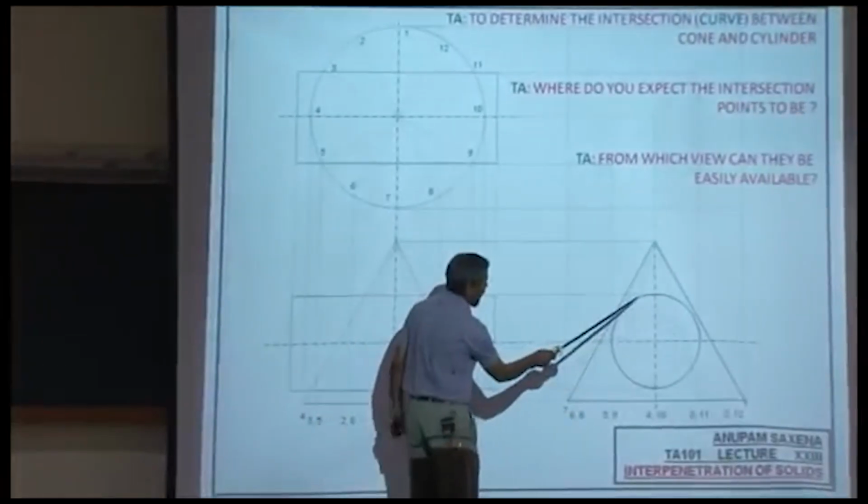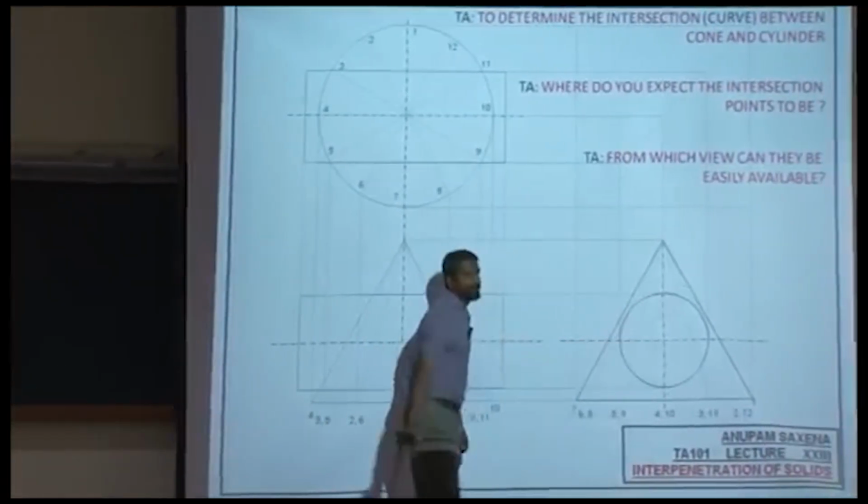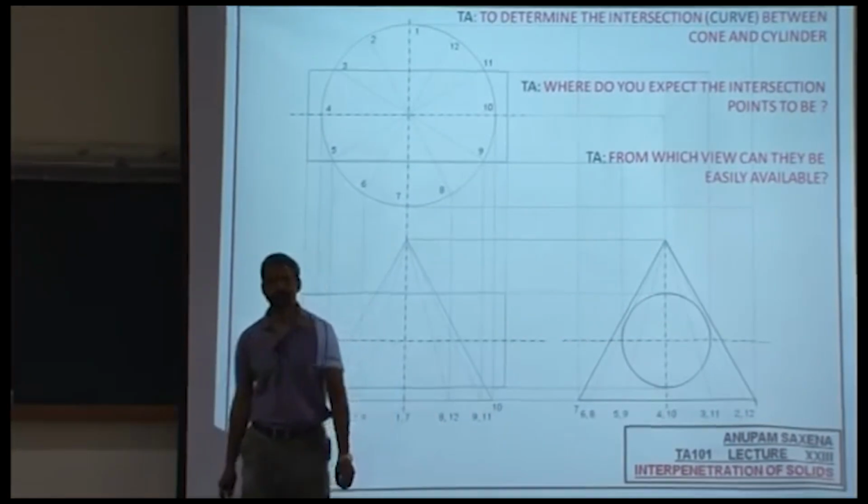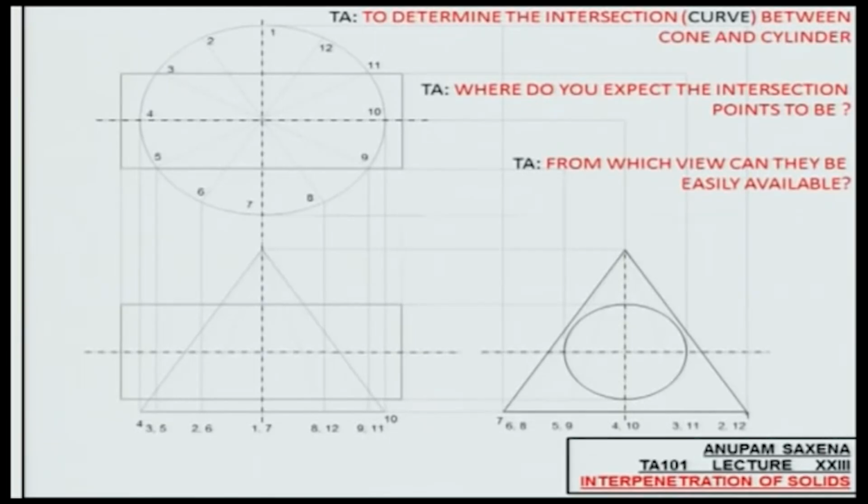And once you have these, what I call generators or section lines, they essentially represent what? The slant surface of the cone, right? Your intersection points are going to be the intersection between the slant surface of the cone and the circle.